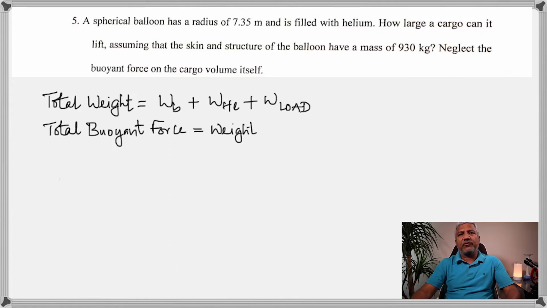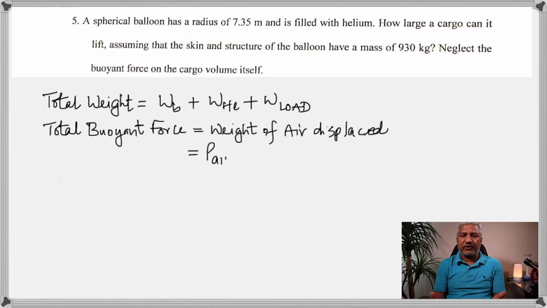Now, what is the buoyant force again? It is equal to the weight of air displaced. And how do we find the weight of air? Weight of anything is volume times density times acceleration due to gravity. So the weight of air displaced is the density of air multiplied by the volume of the balloon, which would be the volume of air displaced.